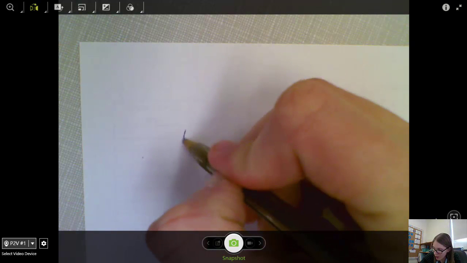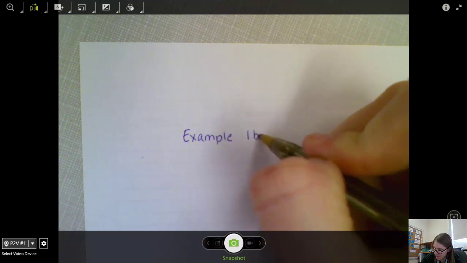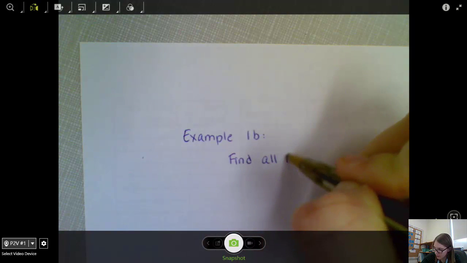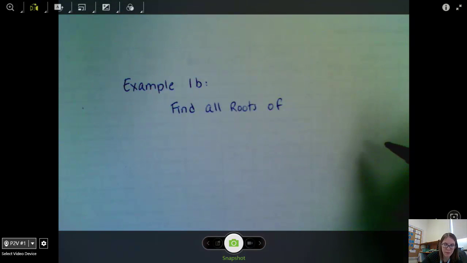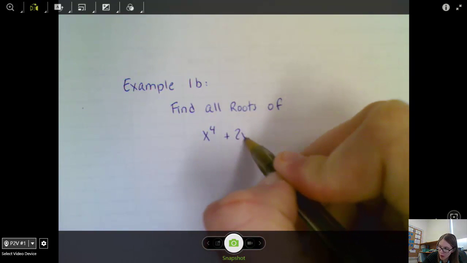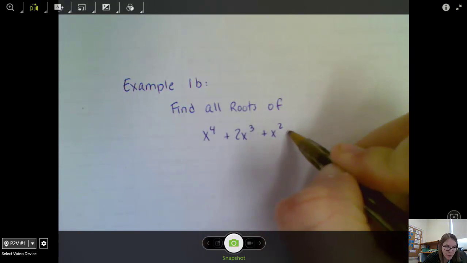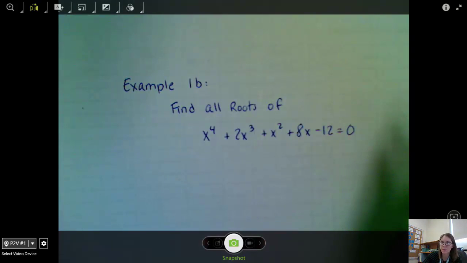I'm going to do another example of our fundamental theorem of algebra. So here's example 1b. I want to find all roots of my equation, x to the fourth plus 2x cubed plus x squared plus 8x minus 12 equals 0.